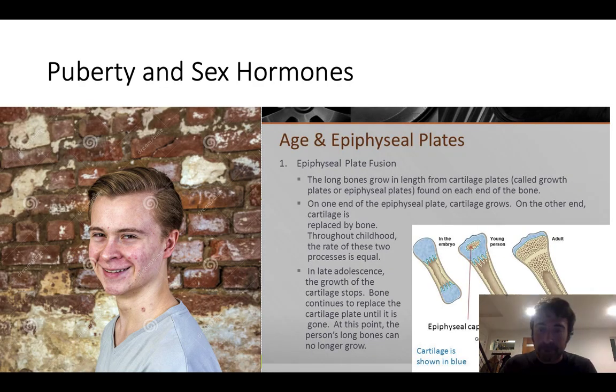And we've talked about this epiphyseal plate fusion. This just gives you a nice little breakdown of that.